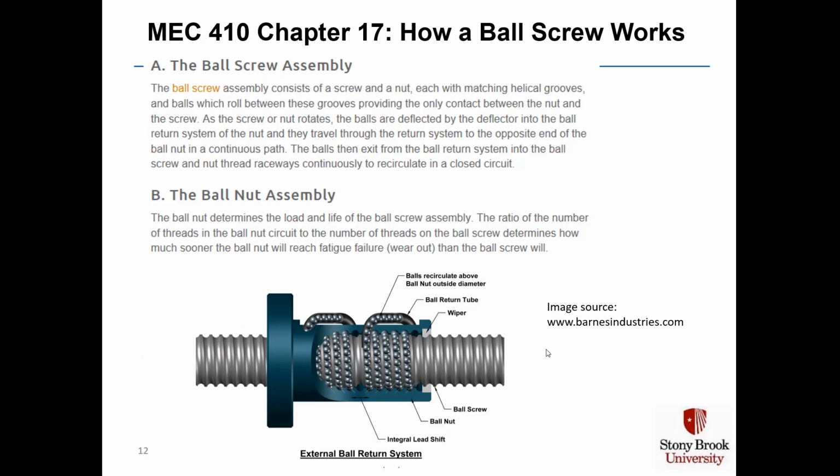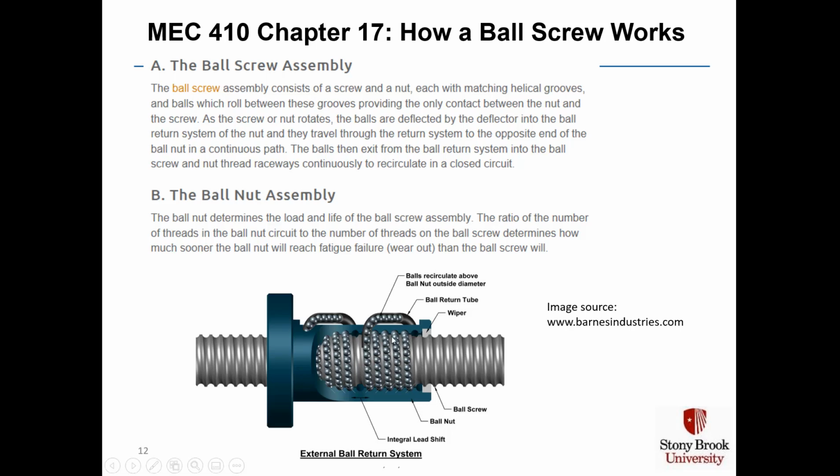A ball screw is a more complex mechanism than a power screw. The ball screw, as shown here on the bottom, consists of a screw and nut, each with matching helical grooves. So there's your helical groove here. And the balls roll between these grooves, providing the only contact between the nut, that's this blue part, and the screw. And because of that, the friction is very low.